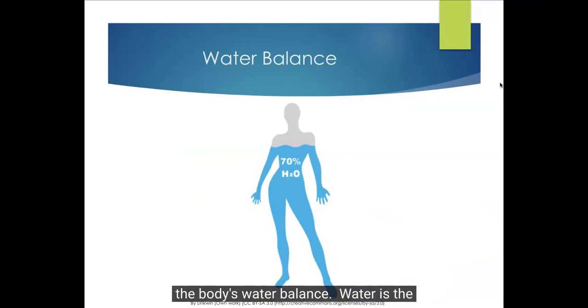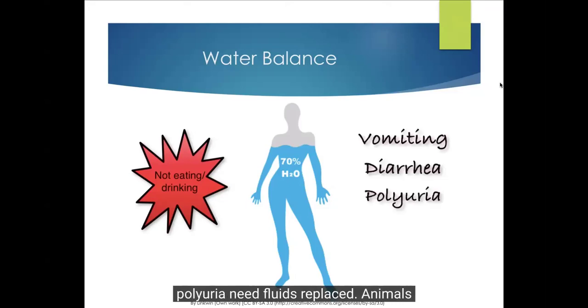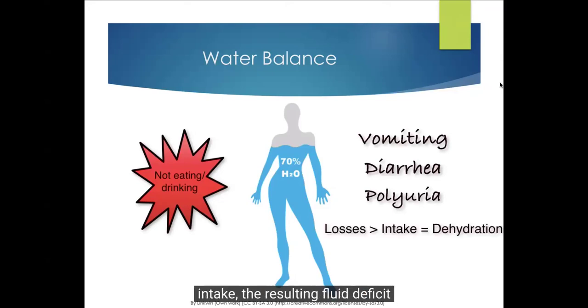Now let's look at the body's water balance. Water is the key to our survival. The body is comprised of about 50 to 70% water, even higher in very young animals. This water is critical to proper cellular metabolism in the body. Sick animals, such as those not eating or drinking, or animals losing excess body water, such as with vomiting, diarrhea, or polyuria, need fluids replaced. Animals can live for weeks without food, but only a few days without water. When total body fluid losses are greater than fluid intake, the resulting fluid deficit becomes clinically apparent as dehydration.